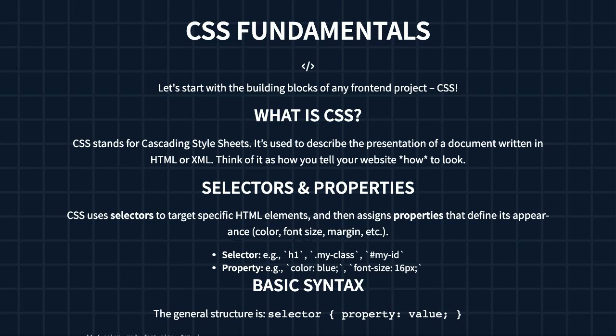We use something called selectors to target specific parts of your page, like headings or paragraphs. Then, we assign properties, which are things like color, font size, and spacing. It's pretty simple once you get the hang of it. The general format is a selector followed by curly braces containing property value pairs. For example, you might want all H1 tags to be red and large. Now we'll move on to the box model.